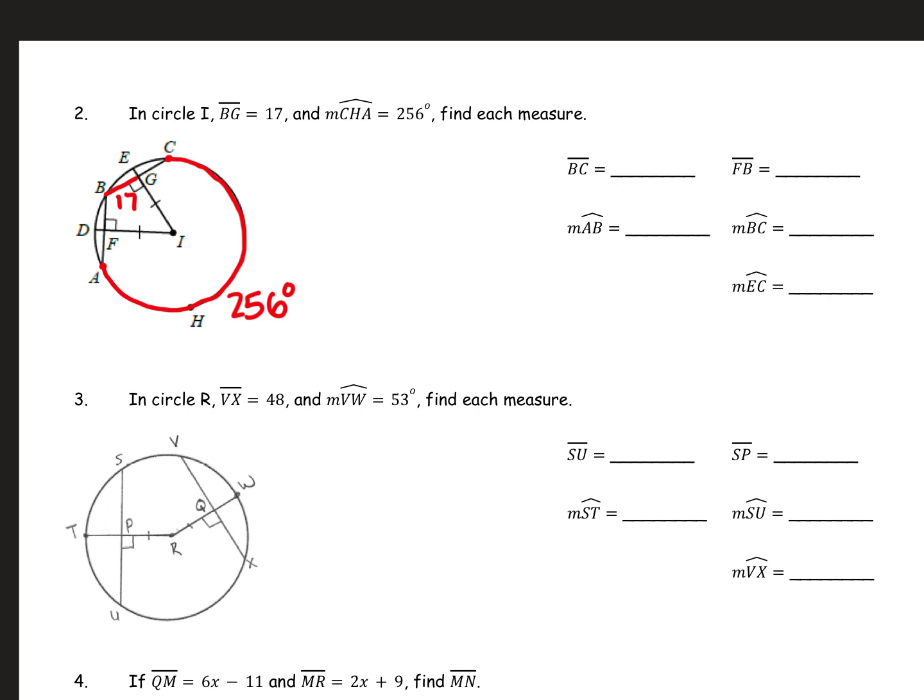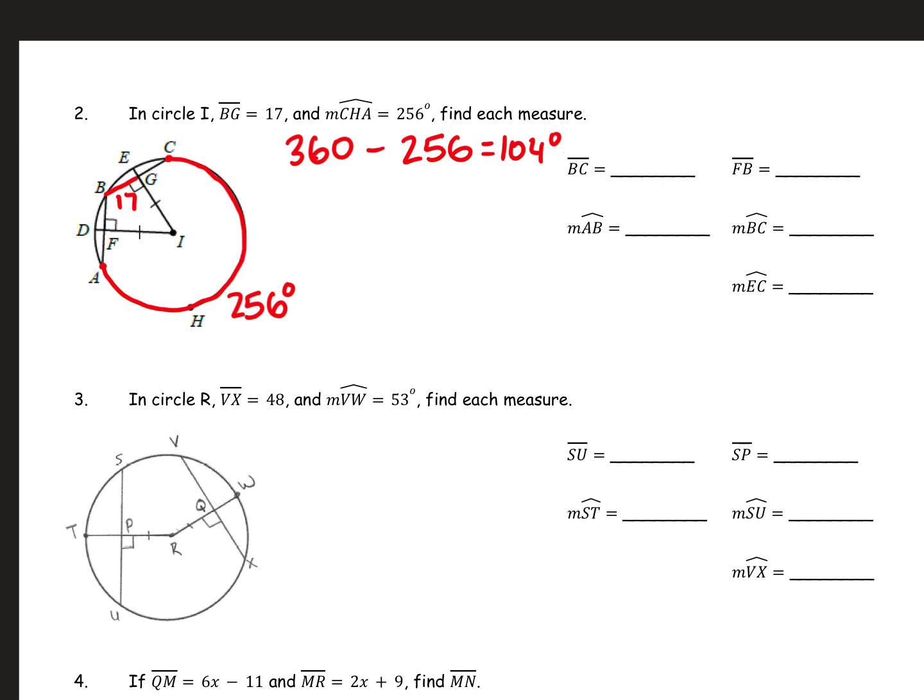That means that we have to find the measures of the other two arcs. That's no biggie. All we have to do is remember how many degrees are in a circle. How many degrees are there in a circle? 360 degrees. So, like we've done before, we just take the total, which is 360, and subtract what we know, which is the 256. Well, that will leave me with 104 degrees. But here's the thing. There's 104 degrees between BC and AB. So what do we do? The answer to that is divide by 2.